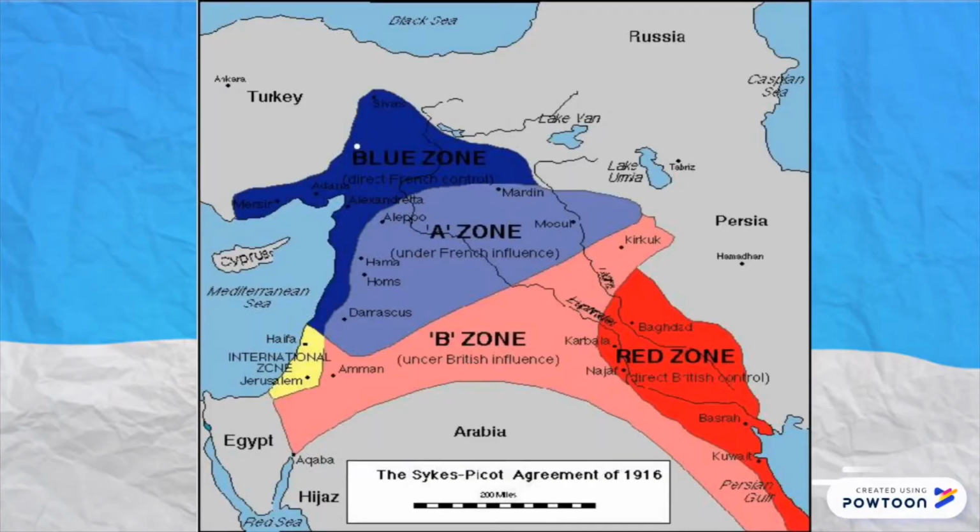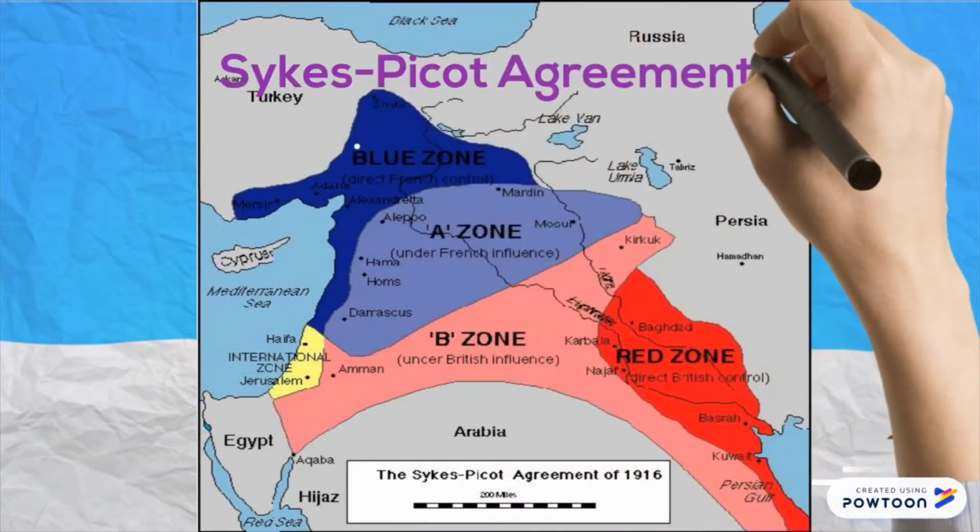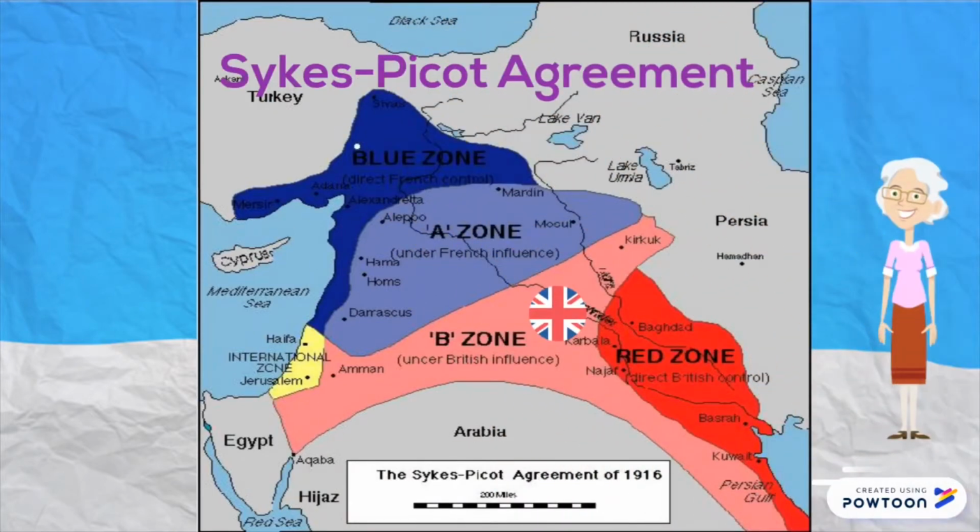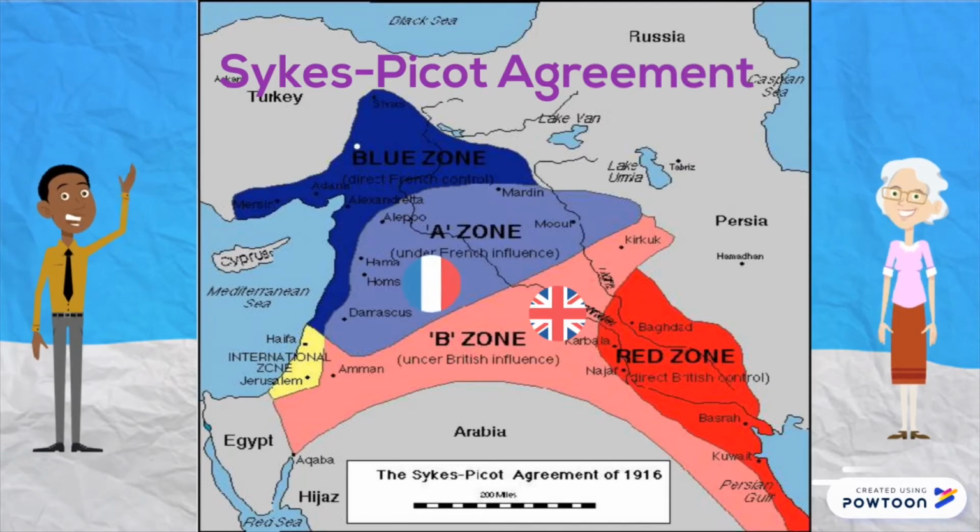The treaty between Great Britain, France, and Russia would come to be known as the Sykes-Picot Agreement, named after Sir Mark Sykes of Great Britain and Francois-Georges Picot of France. It set up borders for areas that will be controlled by Great Britain and France. This color-coded map shows Great Britain B and France A.